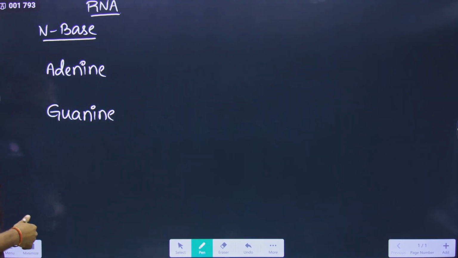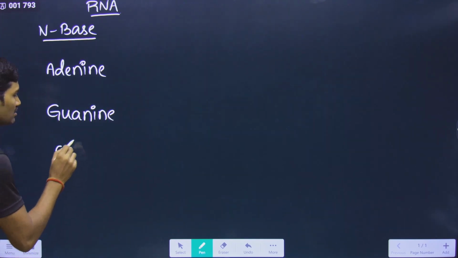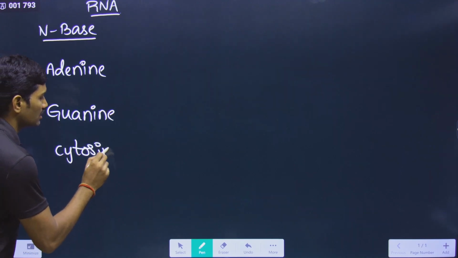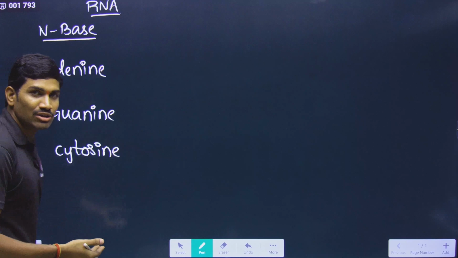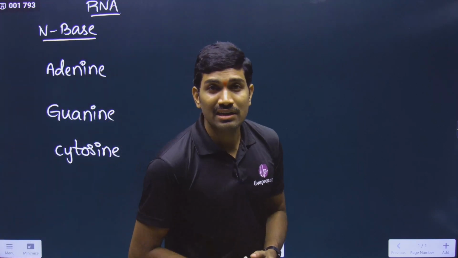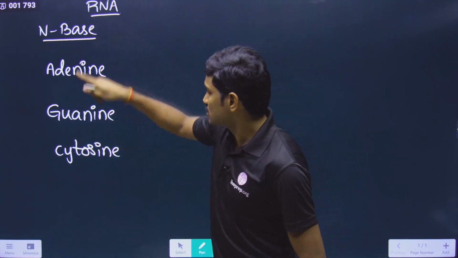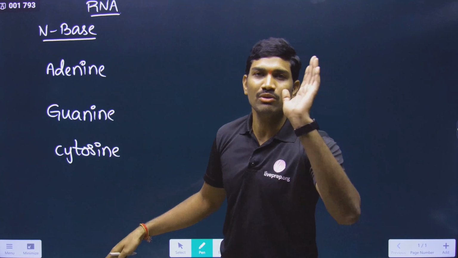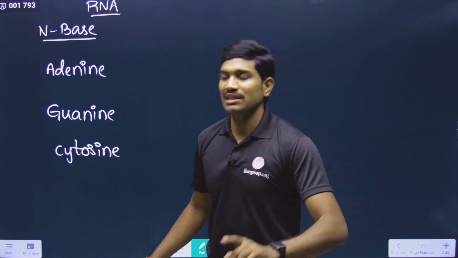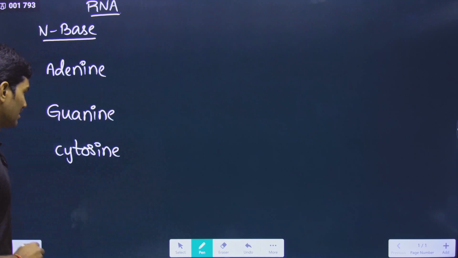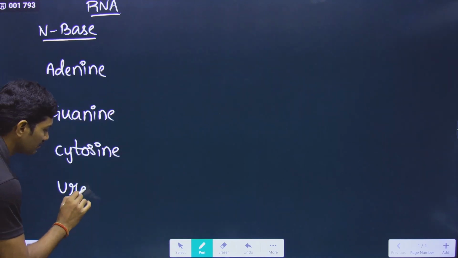Next, with respect to pyrimidines, what are present here? Cytosine. And the next one is very important, because adenine, guanine and cytosine are present in both RNA and DNA. But what is the fourth one, which we want only with respect to RNA? It will be uracil. Uracil is present only in RNA. It is not present in DNA. So that's why we need to write about uracil here.